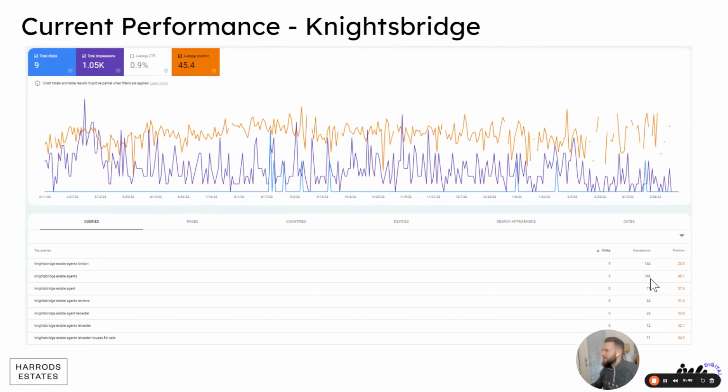They've only had 9 clicks. I think that's over a 16-month period as well. So there's 2 areas that they can really work on to improve traffic, improve conversions, and essentially bookings.